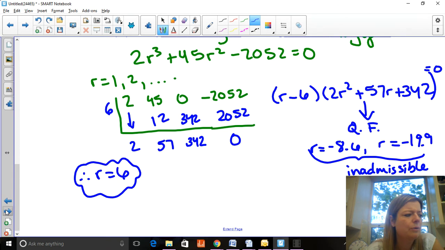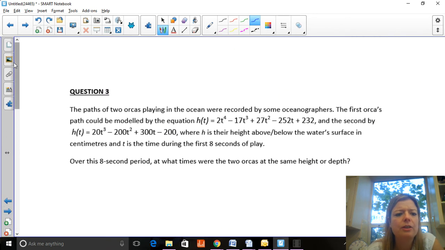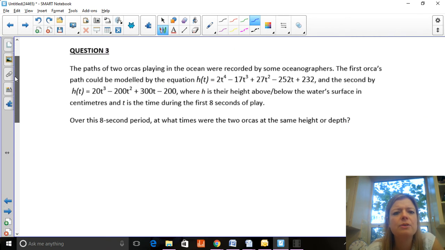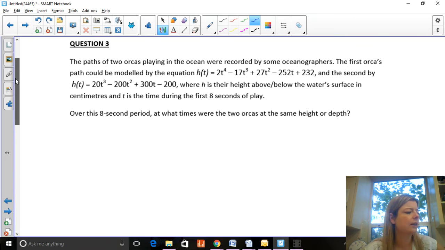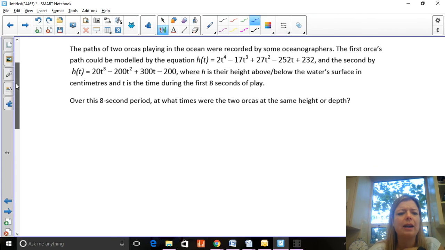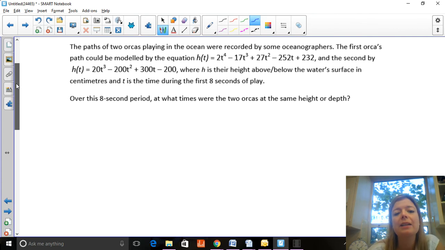All right, so now we move on to question 3. The paths of 2 orcas playing in the ocean are recorded by these 2 different equations. They want to know when their height is the same. Okay, when are they at the same height or depth? So height can be negative here, but time has to be positive, and they only care about the first 8 seconds. So that's important.